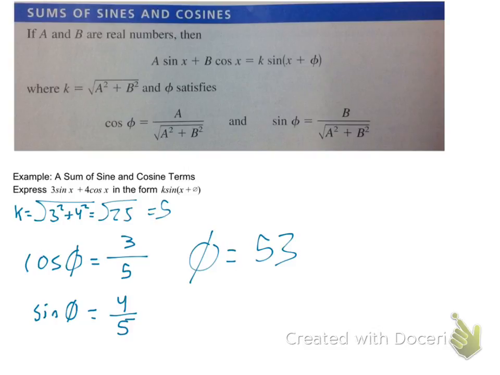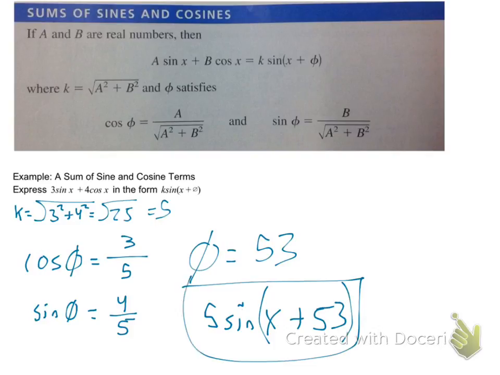You guys can finish the rest of worksheet 3. Oh, sorry. So 5 sine of x plus 53 is your answer. And you guys should be able to graph that: vertical stretch of 5, phase shift of 53 degrees to the left. Have a great day.